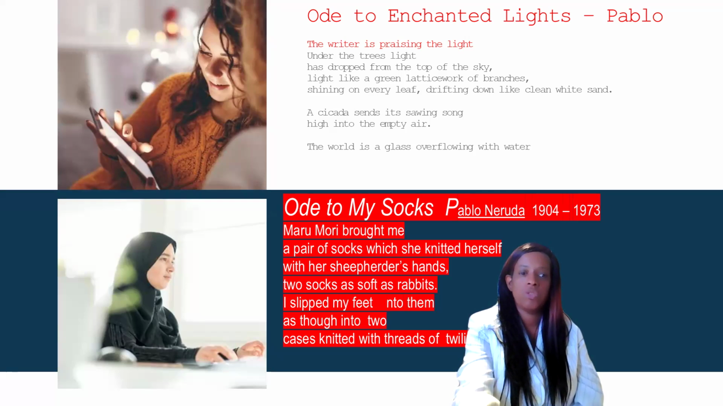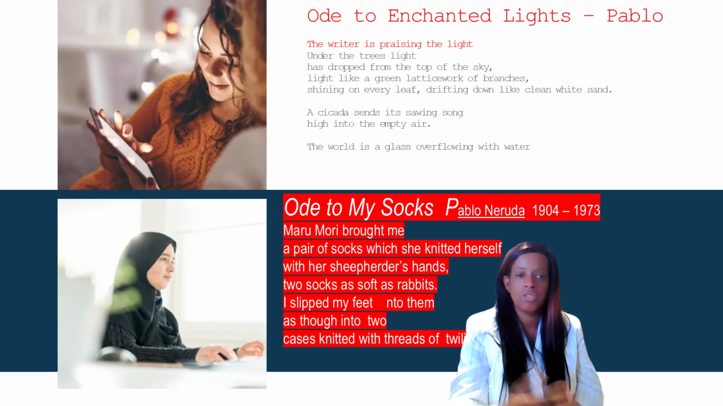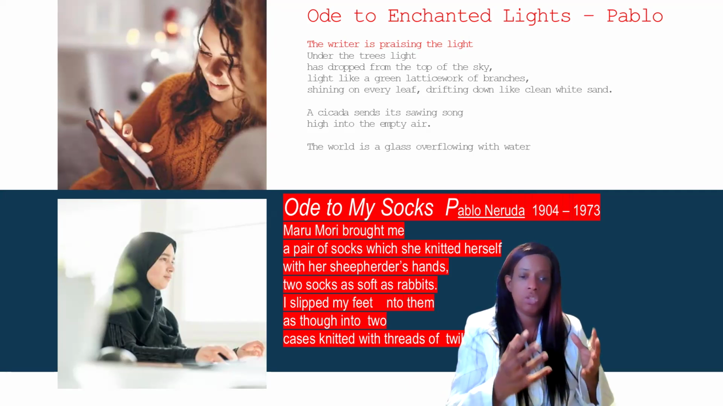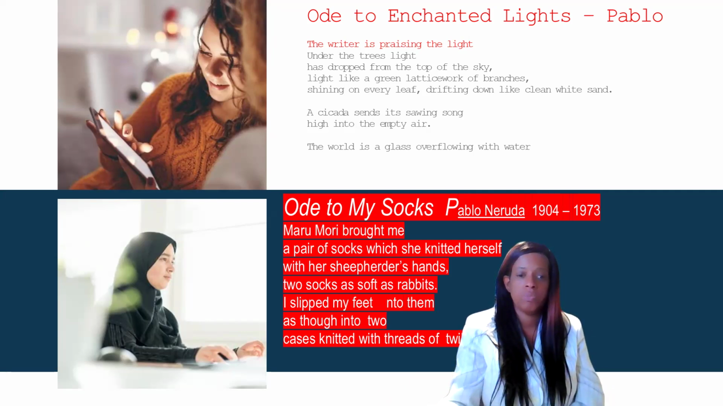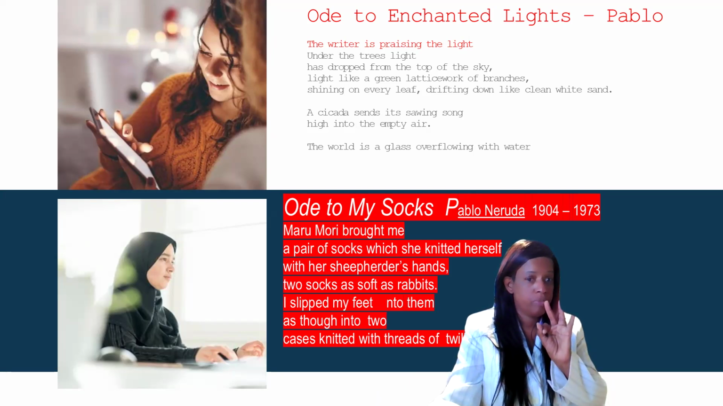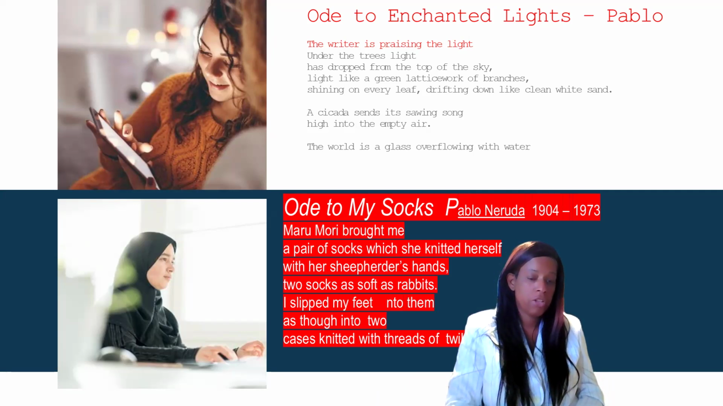So he starts with, "Under the trees, light has dropped from the sky, light like a green lattice of branches." Okay, so what do you see in this? You may see a simile in this. You may see a metaphor in this. So we see in this poem, he's using similes, he's using metaphors, and he also used alliteration. That's three figures of speech so far that we can see in this poem. Look at the other one.